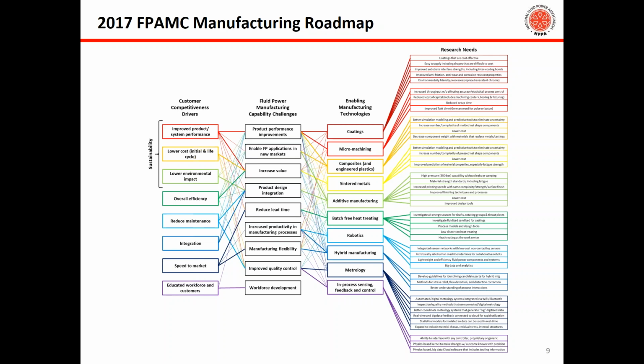Those manufacturing capabilities are then in turn mapped to a group of enabling manufacturing technologies. These are technologies that, if better applied in the fluid power manufacturing environment, could help the industry overcome its capability challenges and therefore better meet the competitiveness drivers. And then for each of the enabling manufacturing technologies, there's a prioritized list of research needs. These are areas of need that should be pursued if we are going to successfully apply the enabling technology to the manufacturing challenge in order to better meet the capability driver or the competitiveness driver.